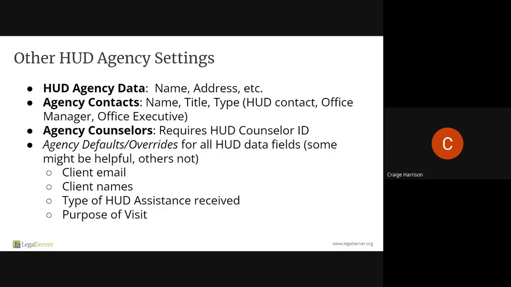This will list all of the HUD data fields that are going to be in the report, and you can set defaults for the agency with these defaults and/or overrides. It may be helpful, it may not. Some of the things in there, of course, are the client names, which would not be amenable to defaulting or overriding likely. But things like the purpose of the visit, if you always only do the same thing with HUD, you could enter that here and it would just automatically populate that field so that you wouldn't have to do it on every single case.